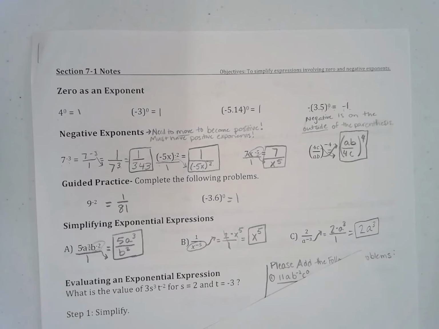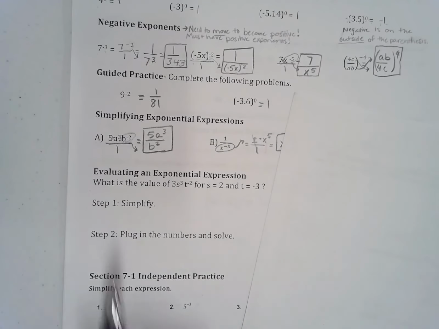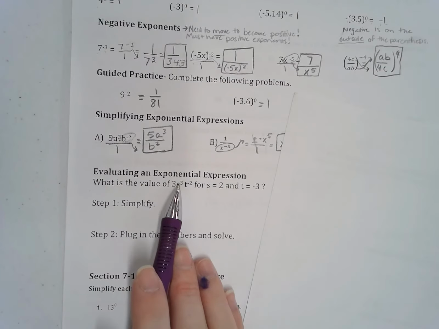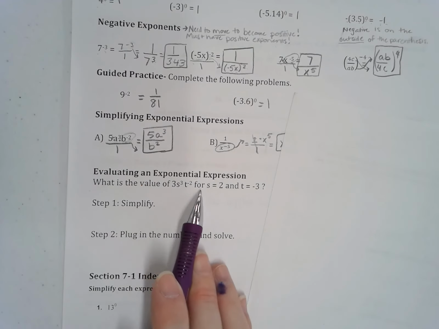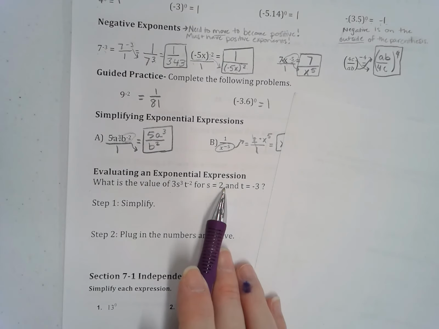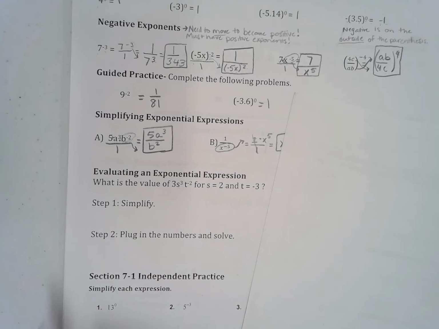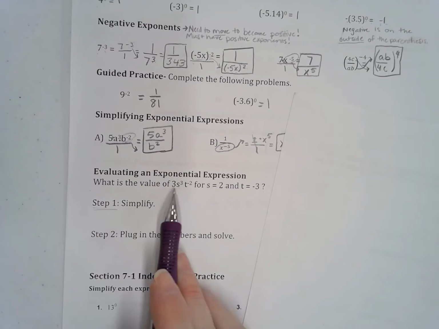So this next part, we're going to be plugging in. And we have an expression that's a little bit complicated. So it says, what is the value of 3 s to the third t to the negative second for s equaling 2 and t equaling negative 3? So I'm going to eventually plug in 2 wherever I see s and negative 3 where I see t. But the first step is to simplify this.